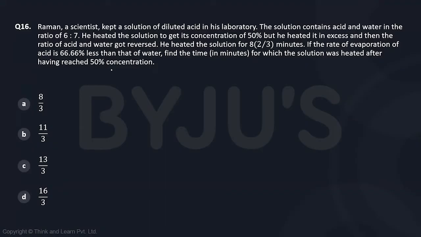The question is, Raman, a scientist, kept a solution of diluted acid in his lab. The solution contains acid and water in the ratio 6:7. He heated the solution to get its concentration to 50%, as in he wanted acid and water in the ratio 1:1. But he heated it in excess, and then the ratio of acid and water got reversed. Now it became 7:6 because water got evaporated more.